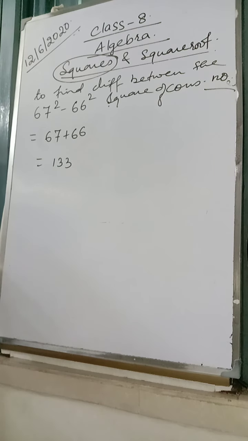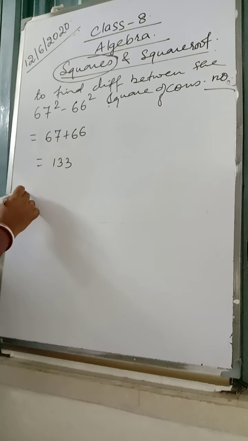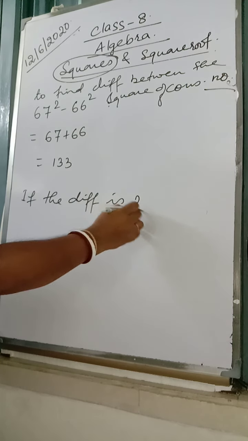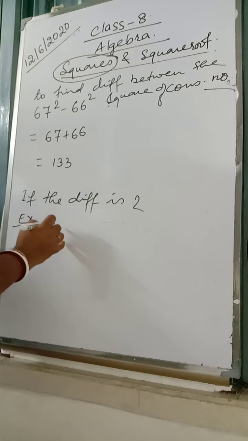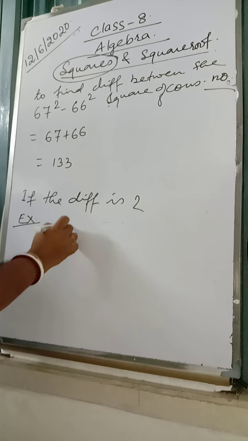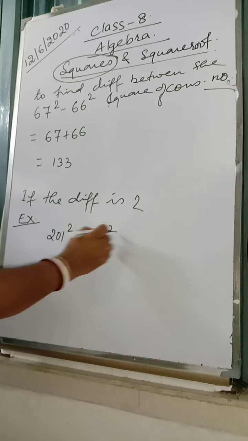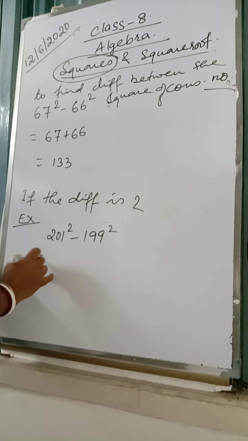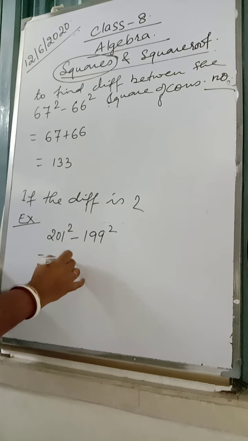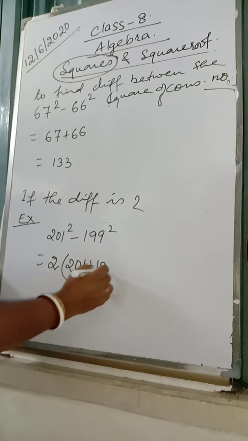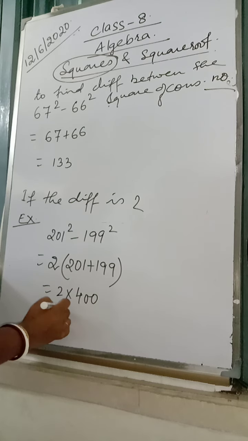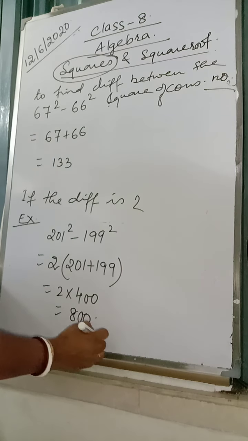And if the difference between two numbers is 2, for example 201 square minus 199 square, now 201 minus 199, the difference is 2. In this case, what do we do? We write 2 and add the sum of these two numbers. This gives you 2 into 400, so the answer would be 800.